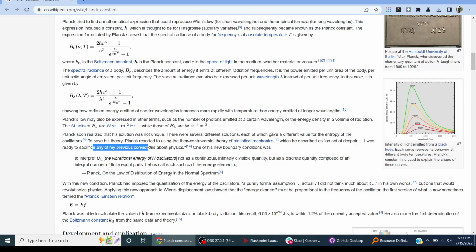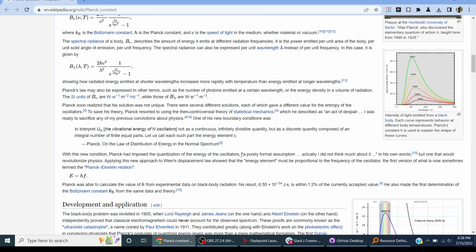One of his new conditions was to interpret U sub N, the vibrational energy of N oscillators, not as a continuous, infinitely divisible quantity, but as a discrete quantity composed of an integral number of finite equal parts. "Let us call each such part the energy element epsilon." Planck, on the law of distribution of energy in the normal spectrum. With this new condition, Planck had imposed the quantization of the energy of the oscillators, a purely formal assumption. "Actually, I did not think much about it," in his own words, but the one that would revolutionize physics.